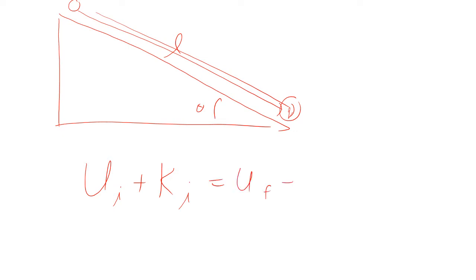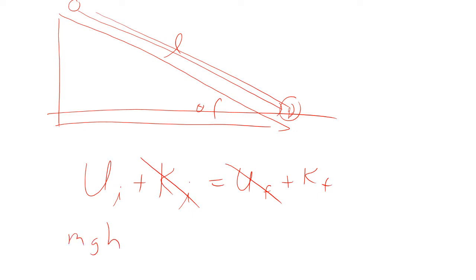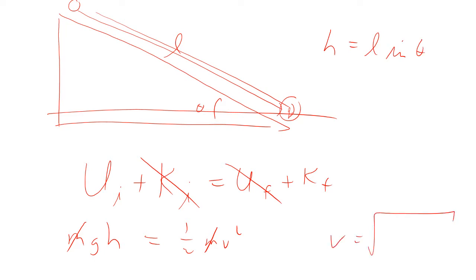So the initial equals the final. Okay, and so we can put 0 at the bottom down here. It starts at rest. So this is mgh equals 1/2 mv squared. The m's cancel. The h is going to be L sine theta. And so v was the square root of 2gL sine theta. Okay, now that is if it slides down the incline.